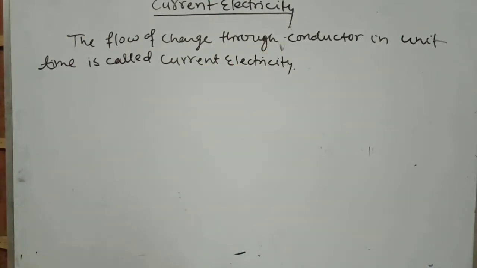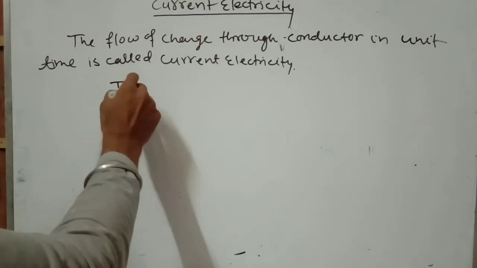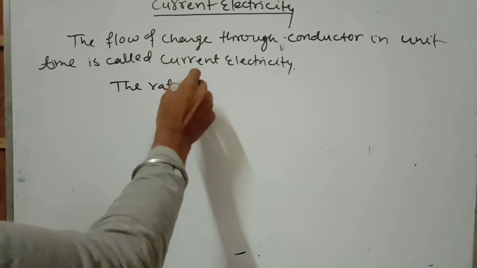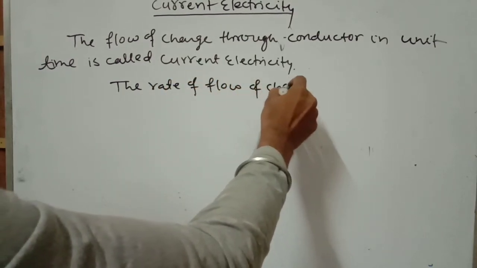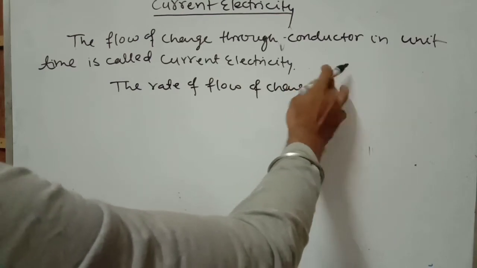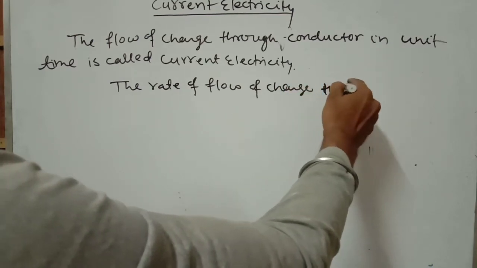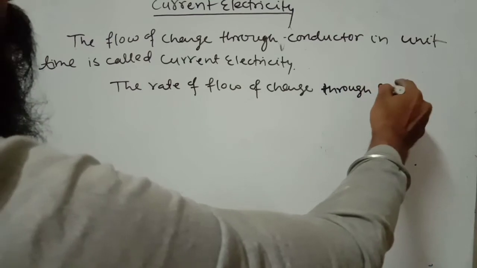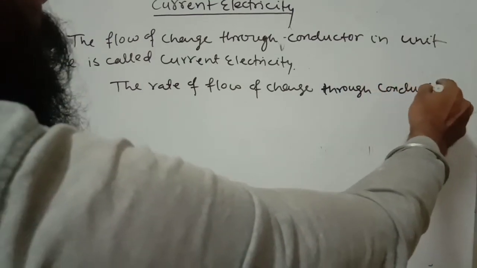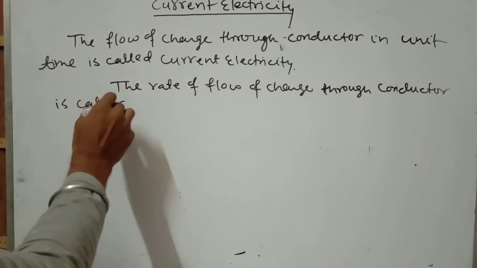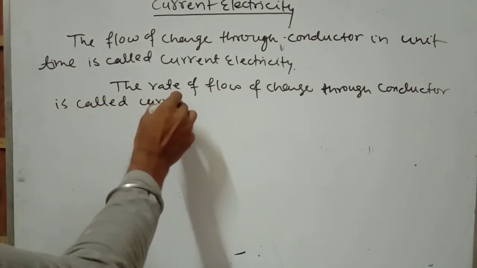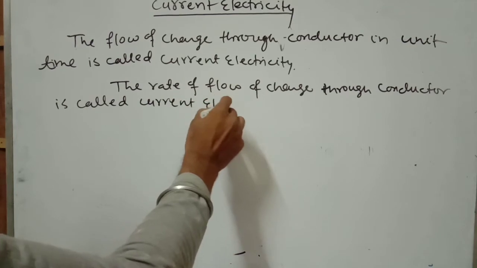You can also say, since it is per unit time, that the rate of flow of charge through a conductor is called current electricity.